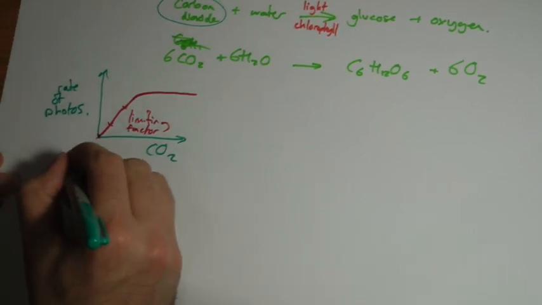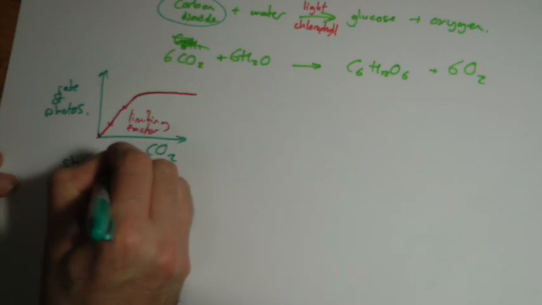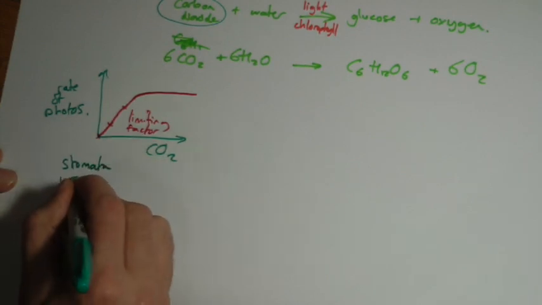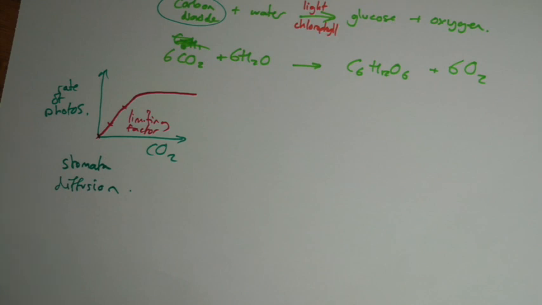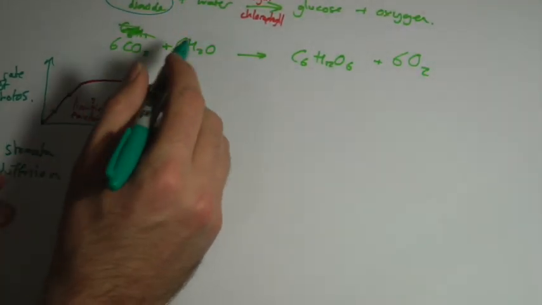Carbon dioxide enters the stomata and enters by diffusion during the daylight when the stomata are open. Remember, the stomata are on the bottom of the leaves. Excuse me. Water next.